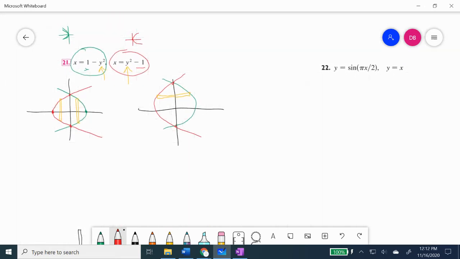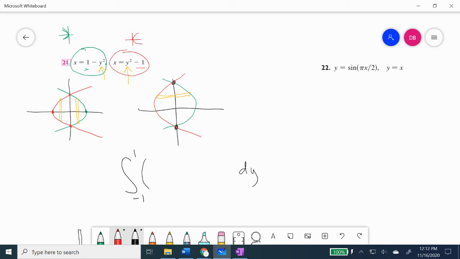So I'm dealing with respect to y. That means I need to know the y coordinates of intersection. I can set them equal to each other and solve the system. I will end up getting -1 and +1 for the y values.